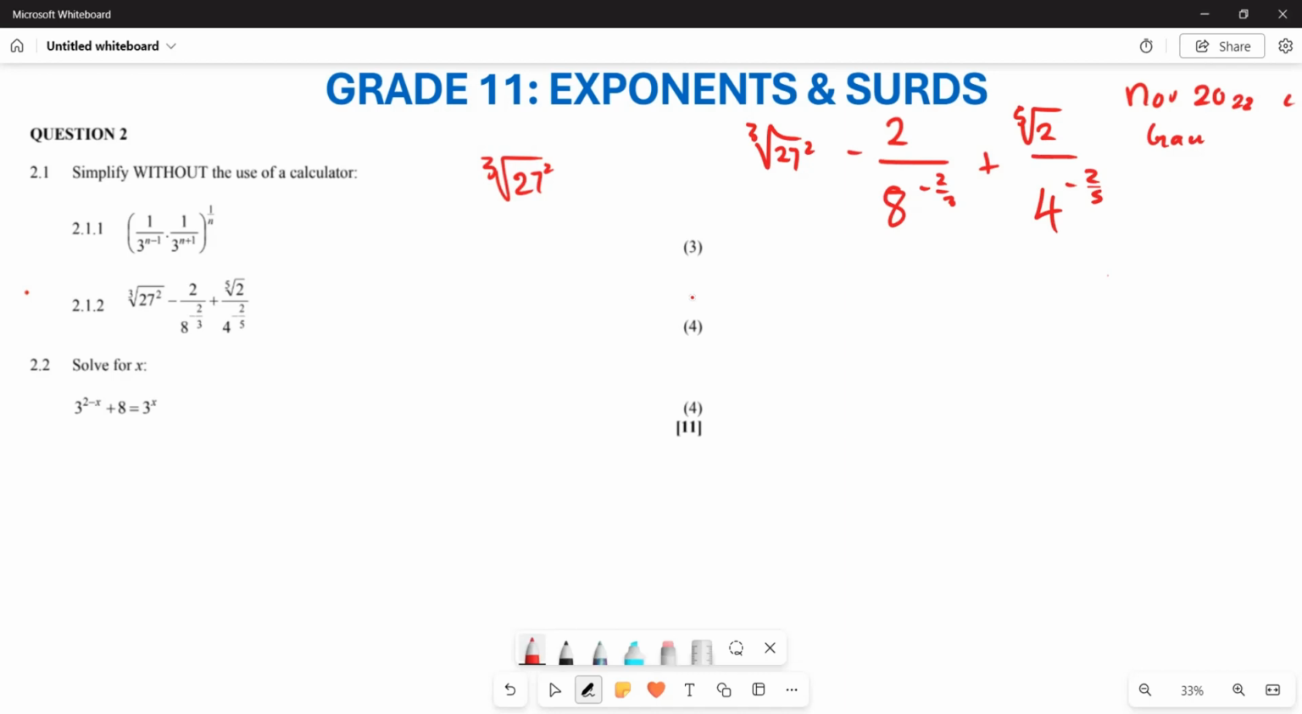So let's start here. Now, if you want to get rid of all these things, what is it that you're going to do? You can simply start here. What is 27? Remember, 27 is given by what? 27 is given by your what?